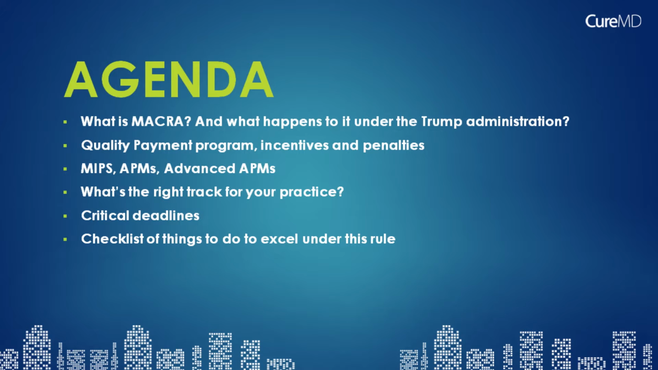And then we're going to talk about some abbreviations: MIPS, APMs, and advanced APMs, and what those are, what they mean for you in your practice. And then we can start talking about what is the right track for you. There are dependencies if you are a smaller practice or a larger practice, whether you're already working with an alternative payment model or within an alternative payment model, whether you're already set up to pursue that track from the get-go, or you want to phase in to some of these new requirements that are coming up.